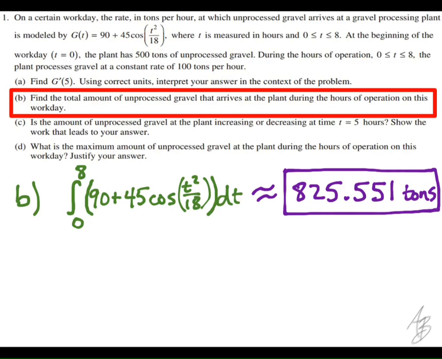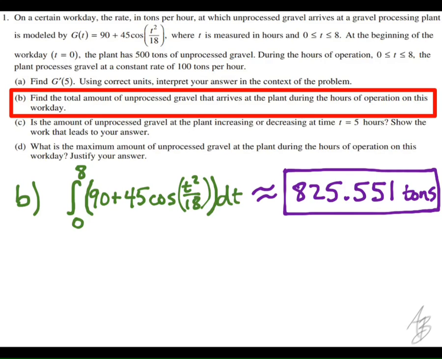Let me ask this, and you should be able to answer this question fairly easily, I think. It does say that they can process gravel at a rate of 100 tons per hour. So are they processing more or less than they're getting? Less. So they're actually acquiring more unprocessed gravel during this day than they are able to process. That isn't good. They're going to have to work on their business model, I think, a little bit.